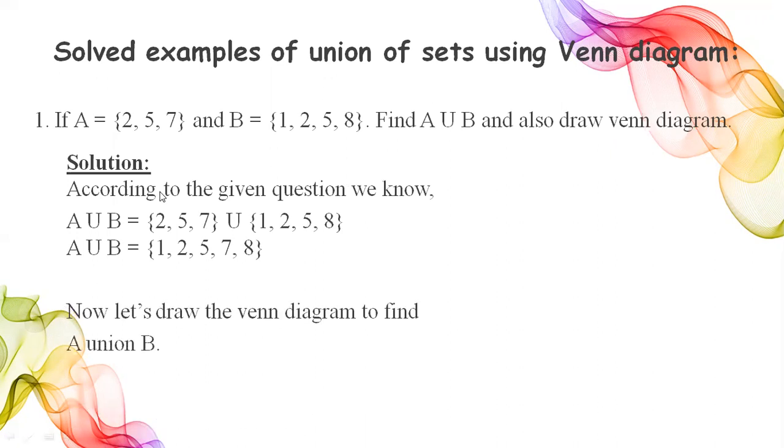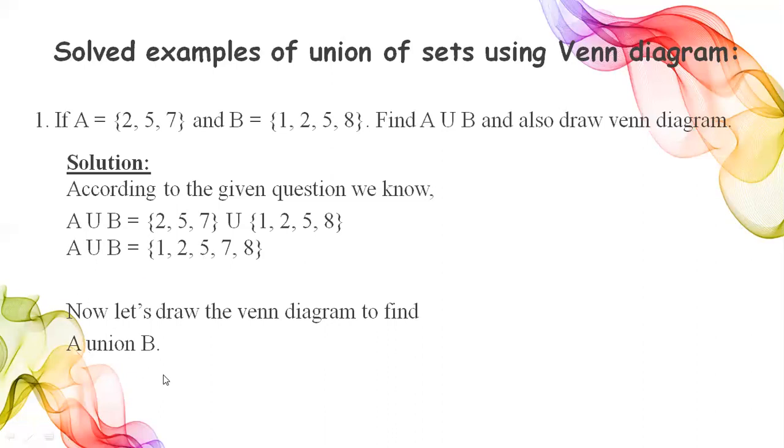A union B: first we will write down the elements of set A. After that we will draw the symbol for union, and then we will write down set B. A union B contains the elements from both sets. So first we arrange and write down our elements: 1, 2, 5, 7, 8. The elements which are common to both are written only once in the set.